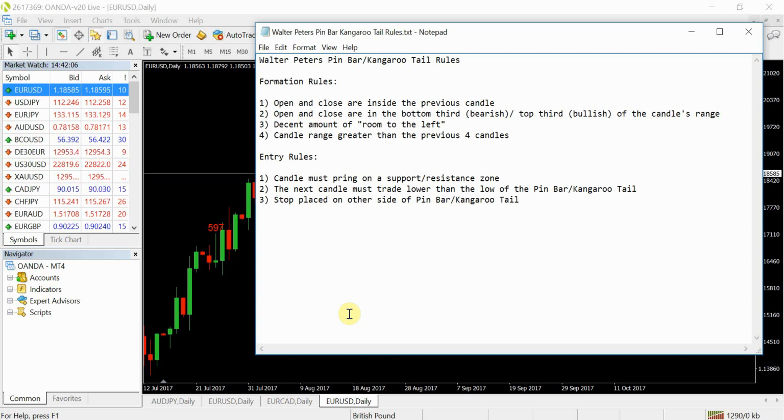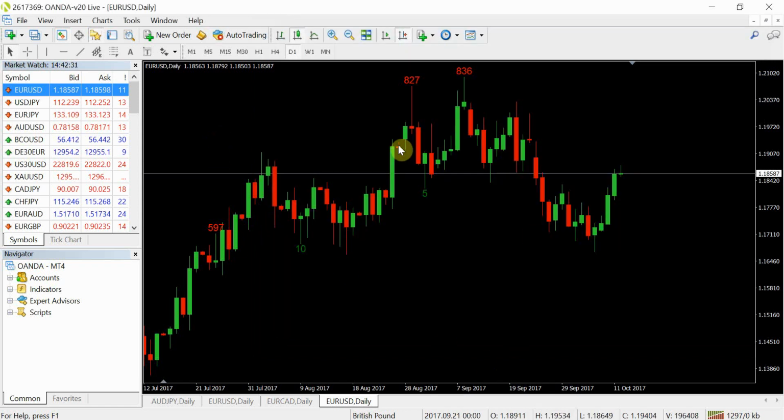Before I go into the parameters and settings of the indicator, let me go through his rules and explain what's been hardwired into the indicator and what flexibility you have in terms of changing the settings. Looking firstly at the formation rules, the first one is that the open and close are inside the previous candle. I've got the indicator up now, and anything that has a number by it is classified as a legitimate pin bar based on the settings I have. If we go through his rules one by one, I can show you what that means on a chart, so it makes sense.